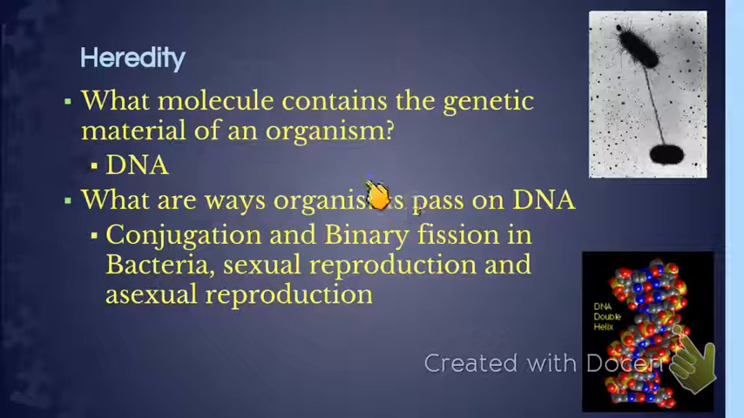The ways that organisms pass on DNA are conjugation, binary fission in bacteria, and sexual reproduction. Binary fission in bacteria is a form of asexual reproduction. Conjugation is not a true form of reproduction, and we'll get more into that when we talk more about bacteria. Here's a diagram of conjugation, and it's really just an exchange of genetic material. And again, we'll get more into that when we start talking about bacteria.